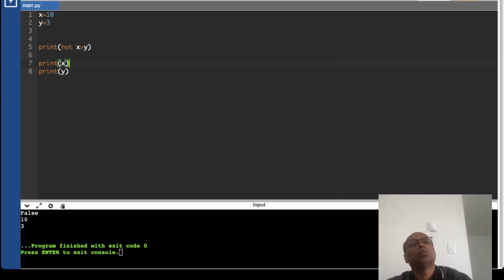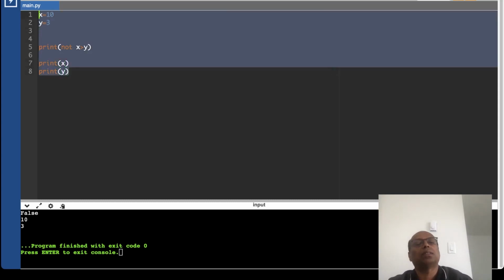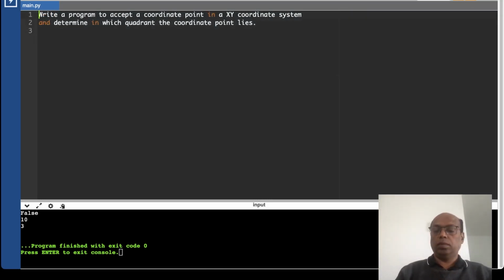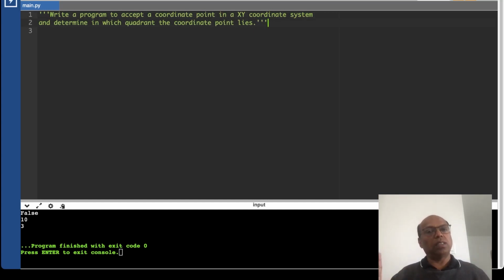So let's write a program and understand this. This is my question. I'm going to put a multi-line comment, which means this text will not be used by your compiler. Now this is a question. Write a program to accept the coordinate point in the x and y coordinate system and determine which quadrant the coordinate point lies in. My input is going to be the x and y.